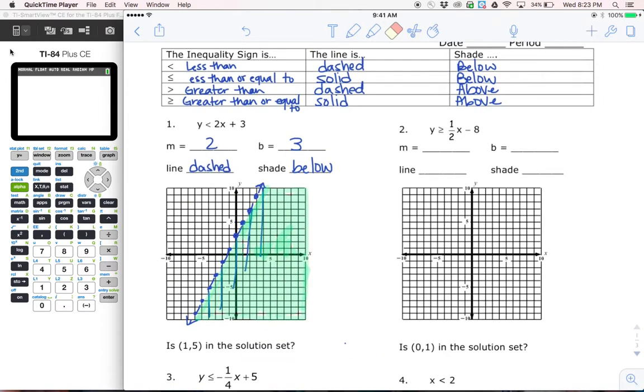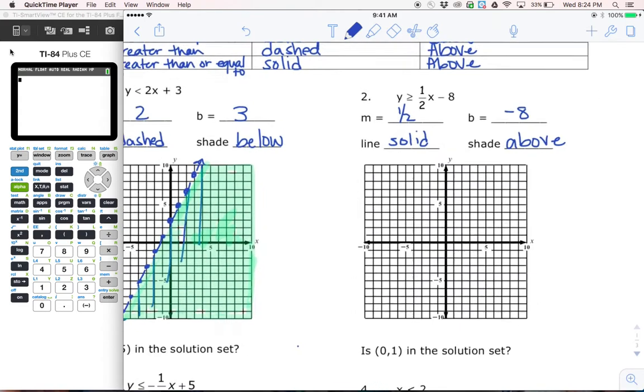All right, let's take a look at problem 2. In problem 2, our slope is 1/2. Our y-intercept is -8. I do have the "or equal to" line under that inequality, so I'm going to have a solid line this time. And because it's a greater than or equal to, this time we'll shade above.